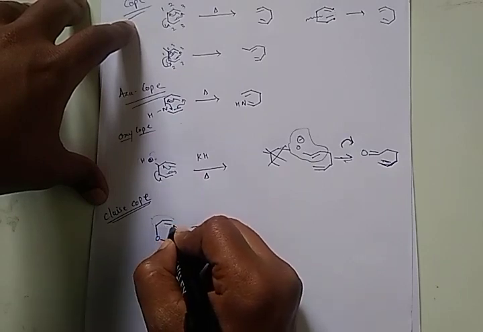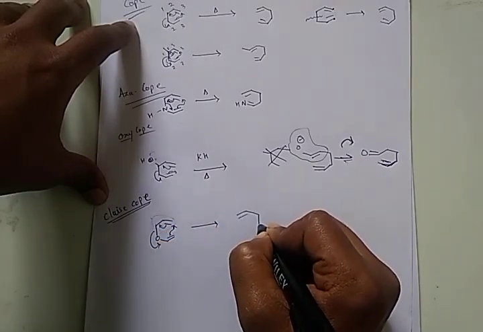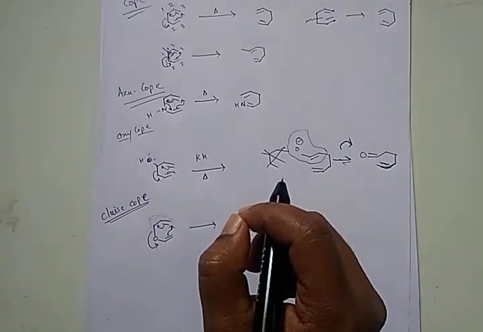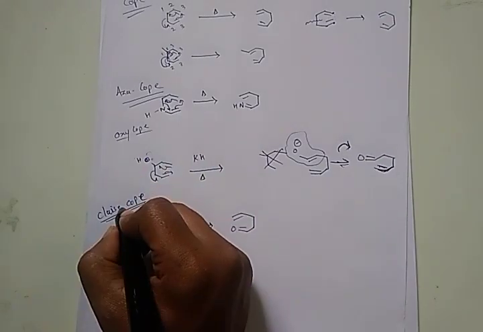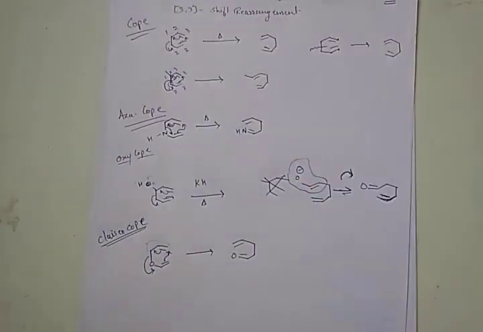The reaction goes in the same manner, and you will get such a kind of a ketone from this ether, and the reaction is known as the Claisen-Cope rearrangement. So this was about these reactions.